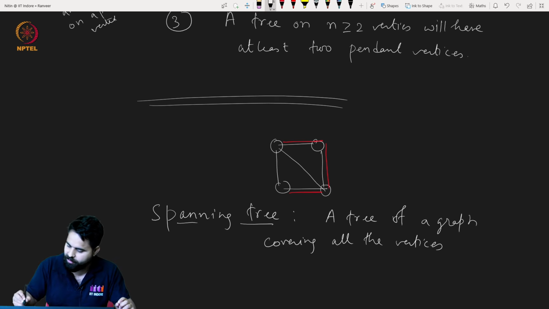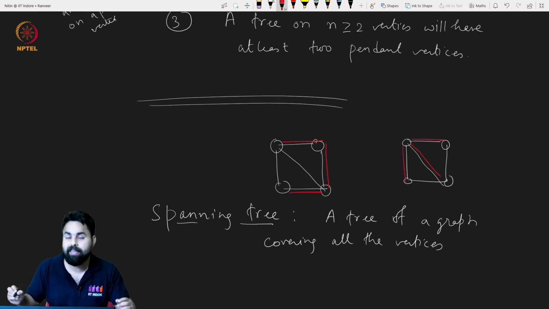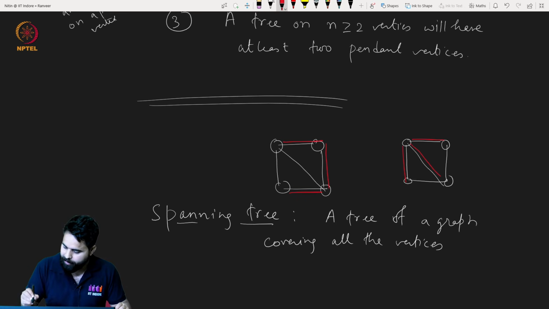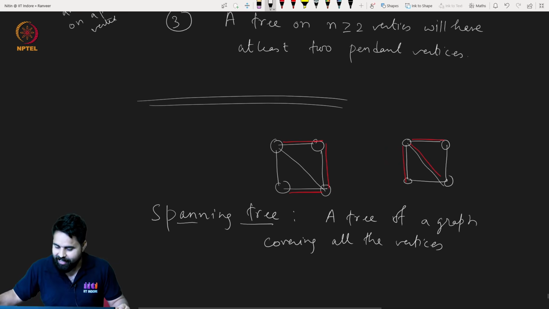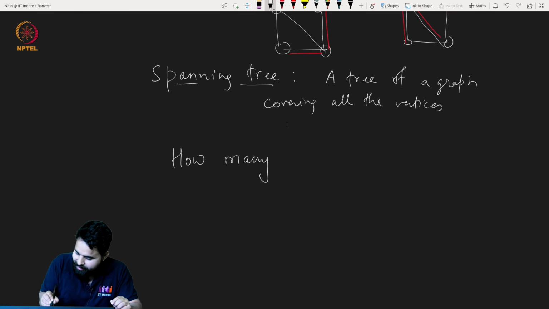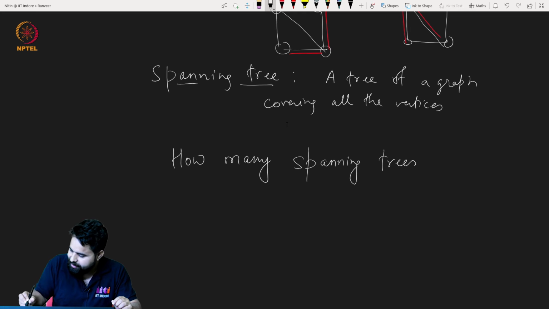So let me again draw this graph. What could be another spanning tree? This could be another spanning tree, right? This is again a connected graph and there is no cycle. So both of these are spanning trees now. Now the question, a magical question, is this. How many spanning trees are there in a graph?